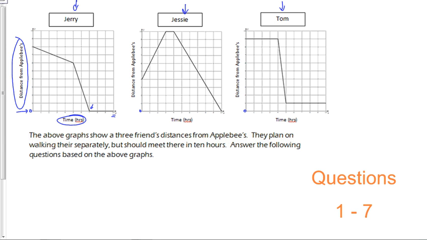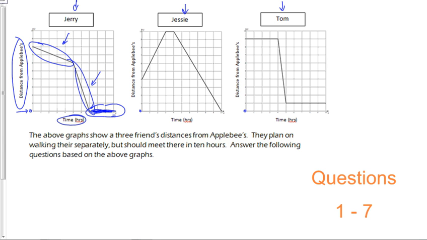Another thing to think about is how fast these people are going, and are they going towards Applebee's or away from Applebee's. So this graph has 3 sections. In that first section, he's not walking real fast, but in the second section, he is. He speeds up, and then gets to Applebee's, and it looks like right here in this third section he's just hanging out. All towards Applebee's. He starts 8 miles away, gets there a few hours early.